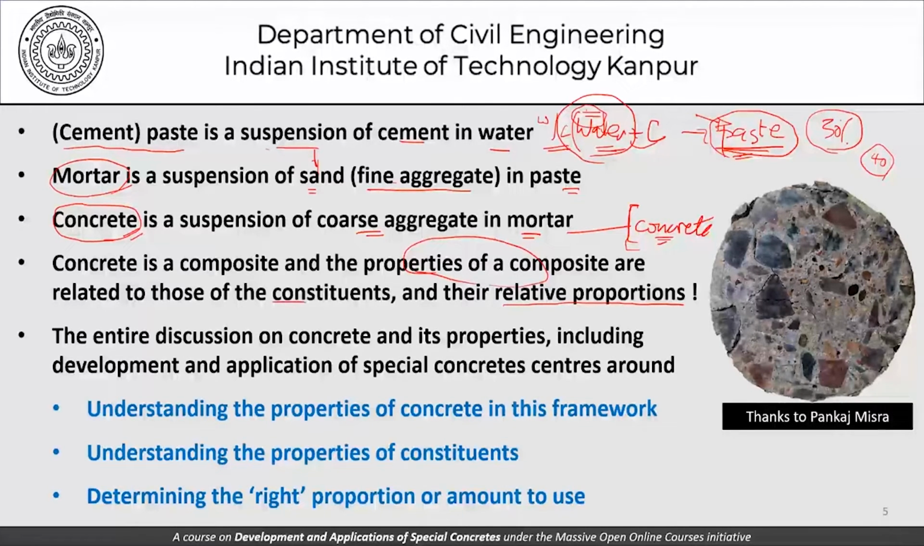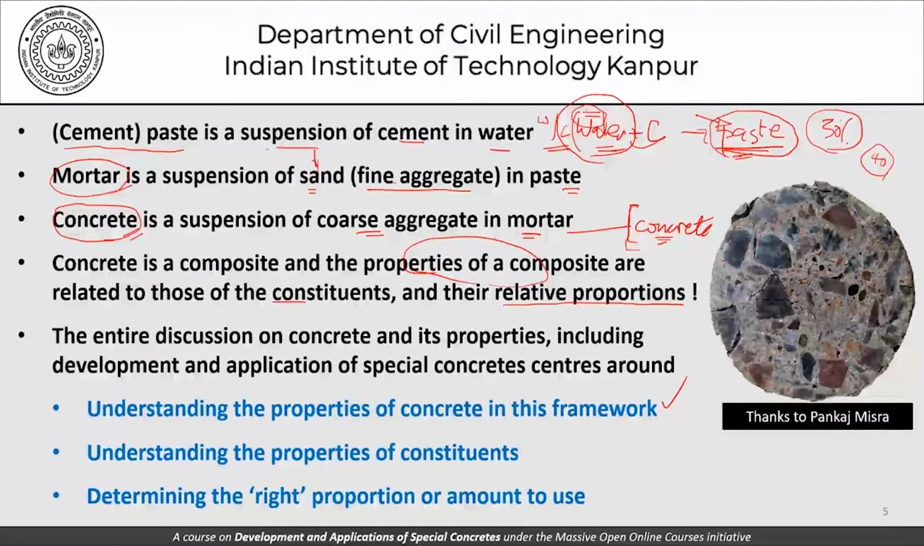The entire discussion on concrete and its properties, including the developments and application of special concrete, centers around understanding the properties of concrete in this framework. That is the framework of cement being added to water to get paste, sand being added to paste to get mortar, and coarse aggregates being added to mortar to get concrete. So this is how we will approach this subject.